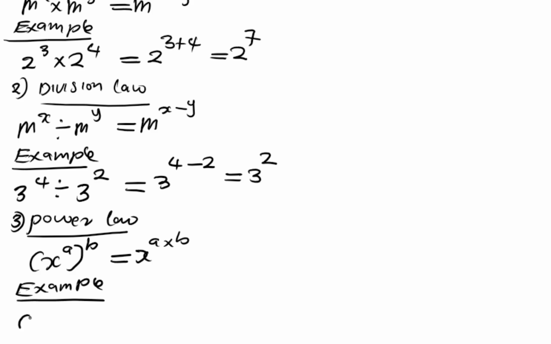Example, if you have 3 raised to the power of 2, then raised to the power of 4, what we need to do is multiply the two powers. So this will give us 3 raised to the power of 2 times 4, and 2 times 4 is 8. So this will give us 3 raised to the power of 8.